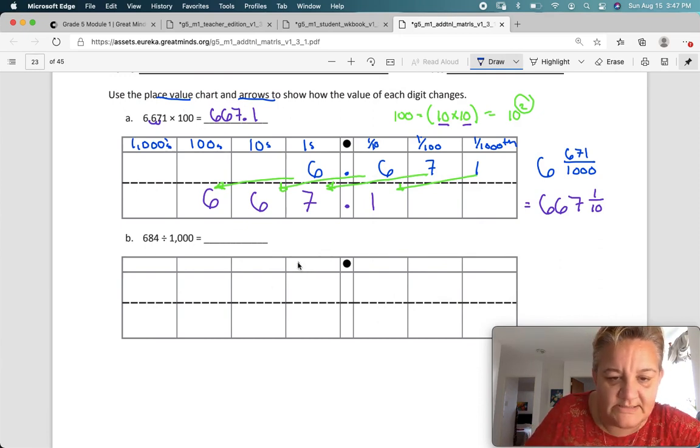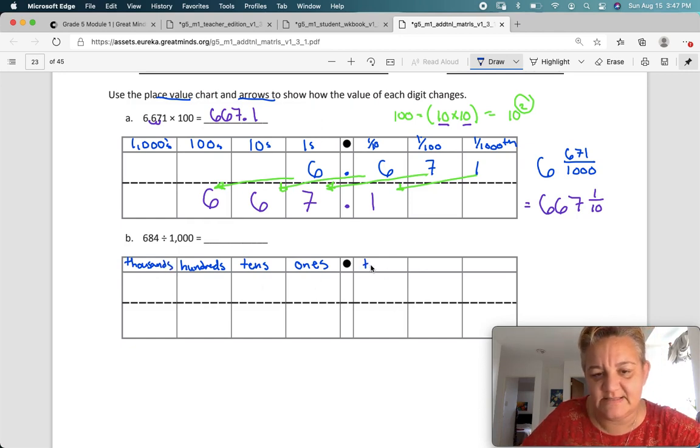And this is ones, and I'll use words this time. Tens, hundreds, thousands. And on this side I have tenths, hundredths, and thousandths.